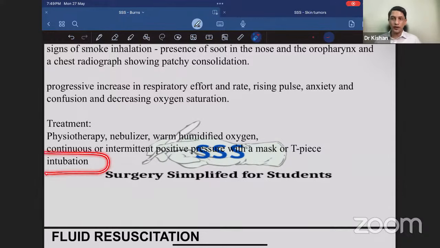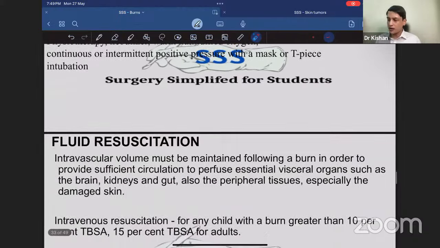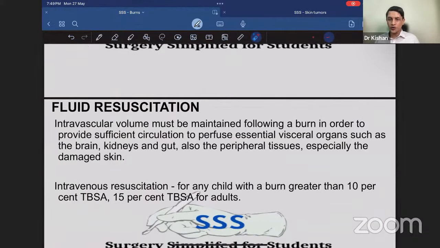These are not important, so I'll skip. I'll go a little faster when it's not important. Important concepts, definitely I'll deal with in detail and clearly. Any doubts you can ask.